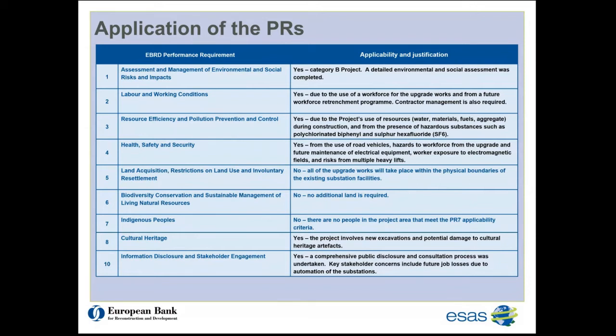So firstly, PR1, the assessment and management of environmental and social risks and impacts. Well, PR1 always applies, and this project was categorised as a Category B project, and a detailed environmental and social assessment was completed. So moving on to PR2, labour and working conditions.